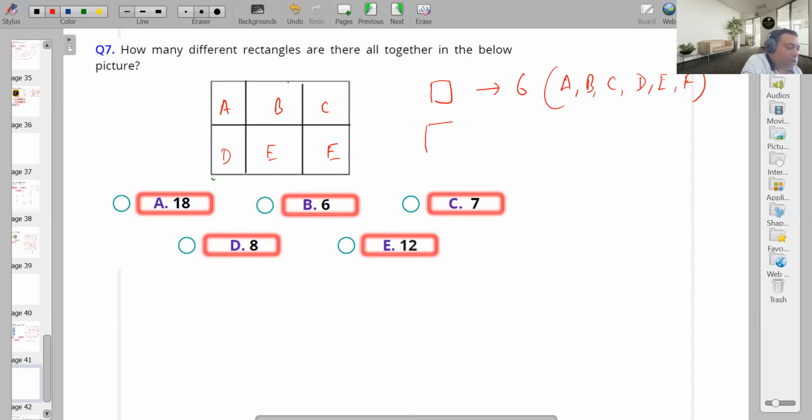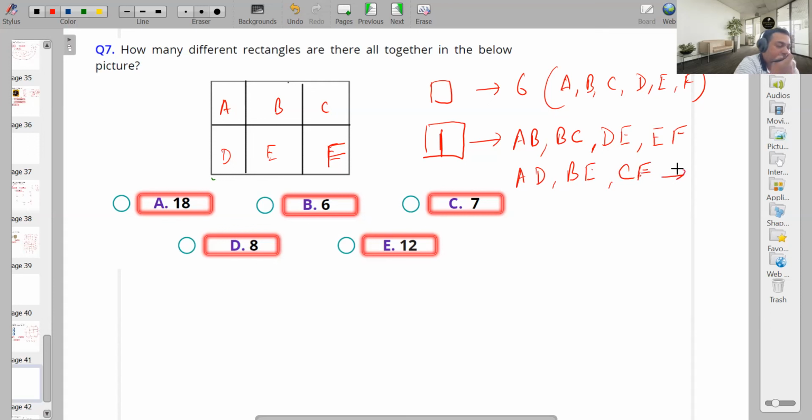Correct. If you count the double ones, you'll have AB, you'll have BC, okay, you'll have DE, and you'll have EF, okay. Then you'll have AD, you'll have BE, and you'll have CF. So how many did we get here? We got 6 plus 7, 13.